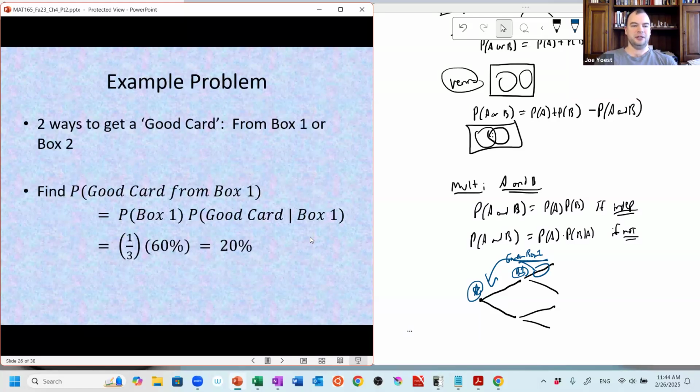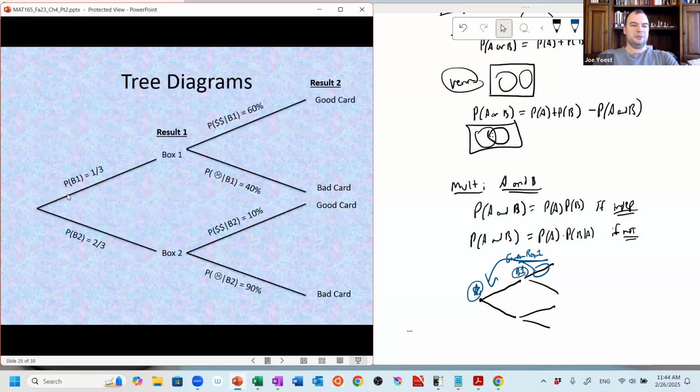So what's the probability I got a good card from box one? In other words, what is the probability I got sent to box one and got a good card? Well, that's the probability I got sent to box one times the probability I got a good card given I got sent to box one. Note that that is just the product of the probabilities along the branches.